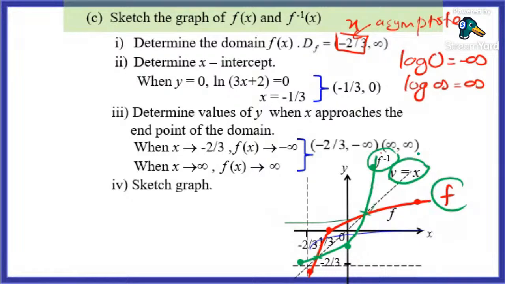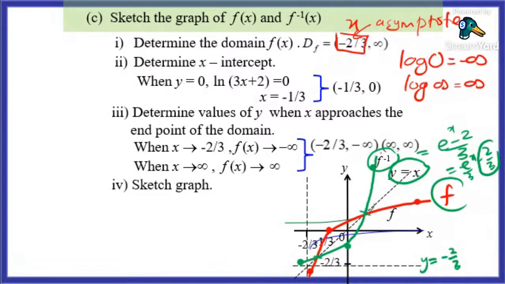Kalau untuk F inverse ni function dia apa? Dia adalah E kuasa X tolak 2/3 kan. So you lukis lah. Okay. So kalau E kuasa X tolak 2/3, dia sama dengan E kuasa X per 3 tolak 2/3. So Y sama dengan negatif 2/3 akan jadi dia punya asymptote. Negatif 2/3 kat sini. Okay, so ini lukisan graf kita.